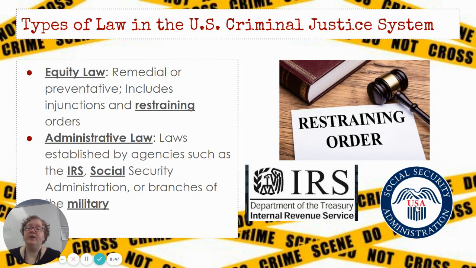There is also equity law. Equity law is remedial or preventative. So these are measures that people take just to protect themselves. It includes things like injunctions and restraining orders. Administrative laws are laws established by different agencies in the U.S., such as the IRS, which obviously determines the tax laws. Social Security and other branches of the military also fall under administrative laws. Each of those agencies has the power to create their own laws for whatever their jurisdiction is.